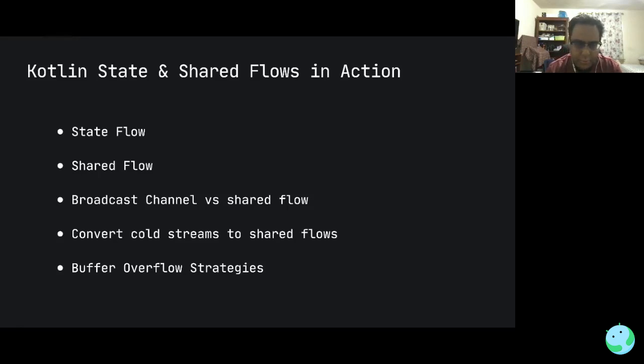I'll also go over different ways to convert cold streams to shared flows, different sharing policies that exist, and lastly, we'll talk about the scenario where you may have a really fast consumer, and how you handle throttling, how you handle buffer overflow, and what the different strategies are for handling that.